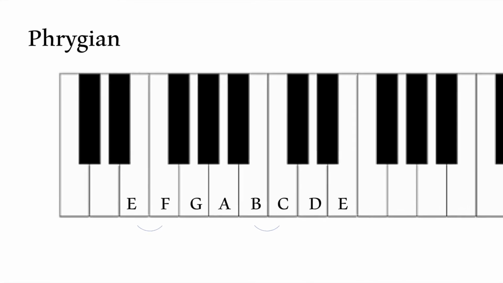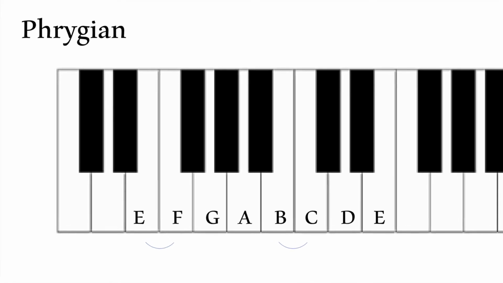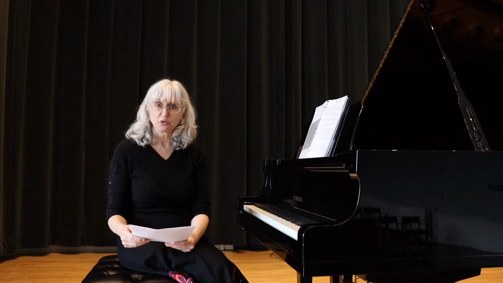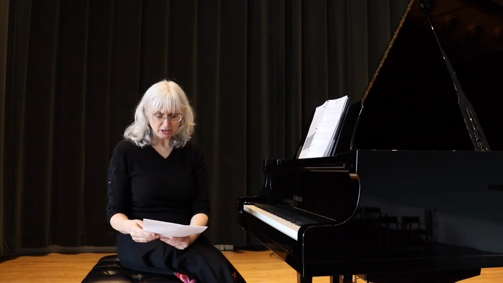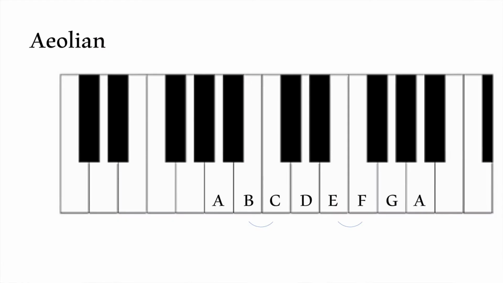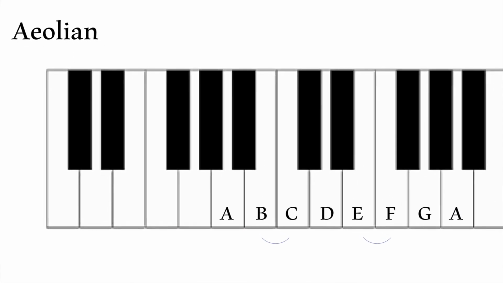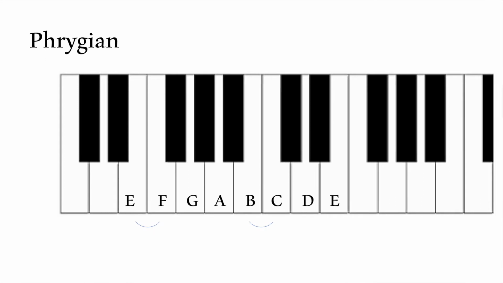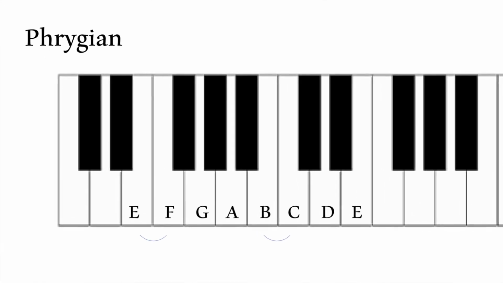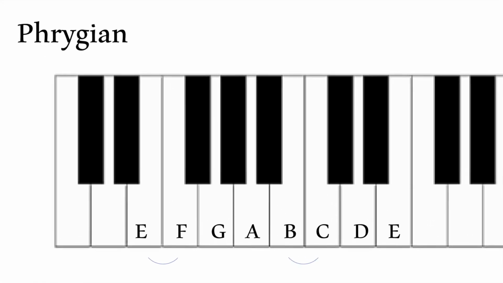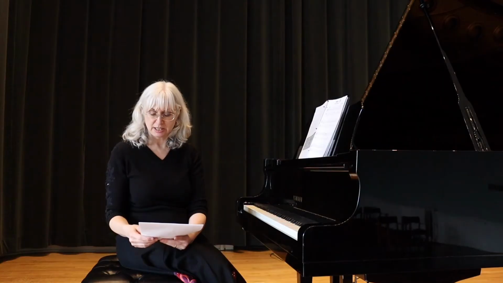Phrygian mode is generally less commonly used, although it features largely in the flamenco music of Spain. The Japanese folk song, Sakura, could be considered to be in either Aeolian mode or Phrygian mode, depending on whether the first note or the last note, A and E respectively, is taken to be the keynote. I've harmonized the song in such a way as to emphasize the final E, bringing out its Phrygian quality.